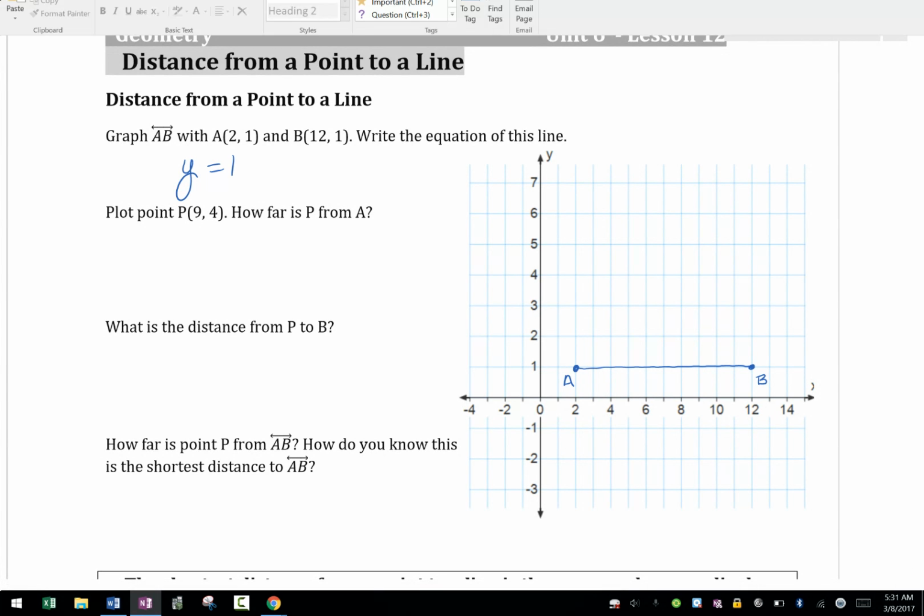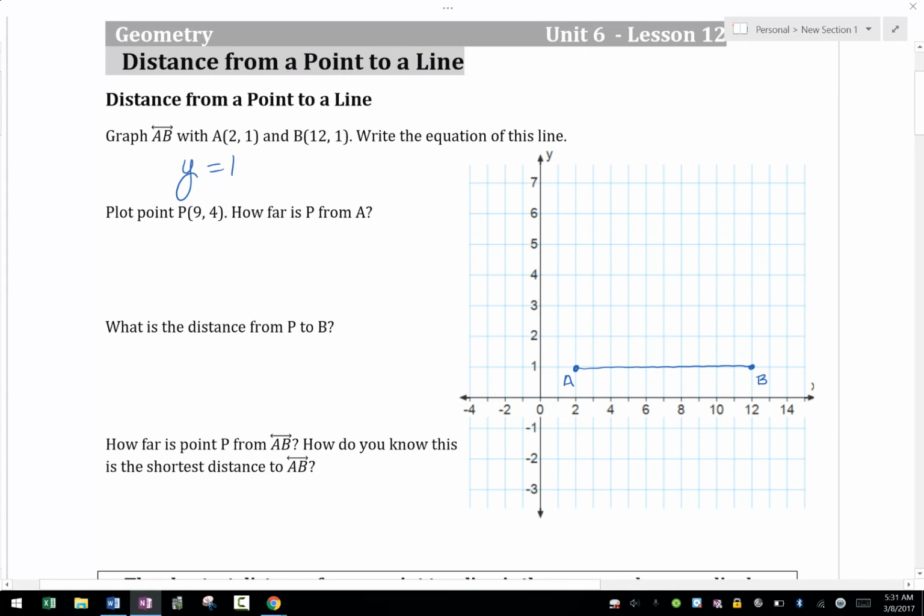And then it says plot the point (9, 4). So I'm going to plot the point (9, 4) and call that P. And it's asking, how far is P from A? All right, so I want to do this distance right here, and it's a slanty distance. So if I want to find a slanty distance, I'm going to use the distance formula. So again, remember, distance is the square root of delta x squared plus delta y squared. And let's see, P is (9, 4), and A is (2, 1).